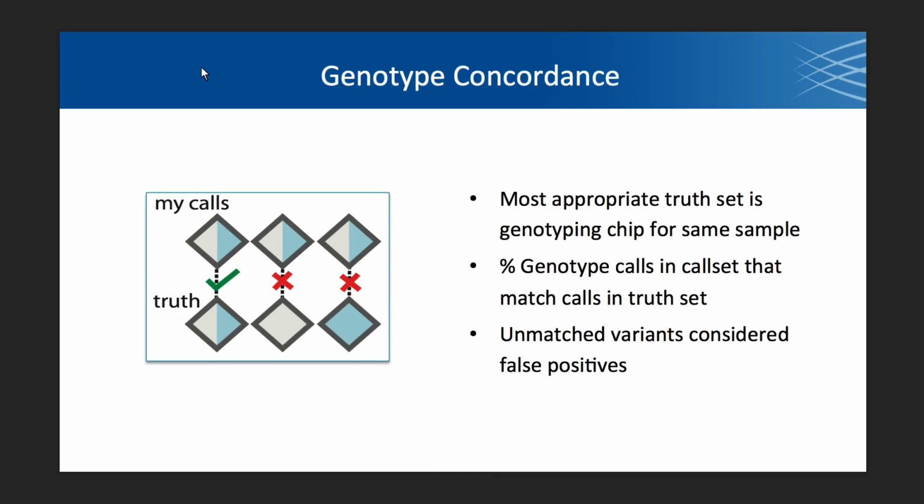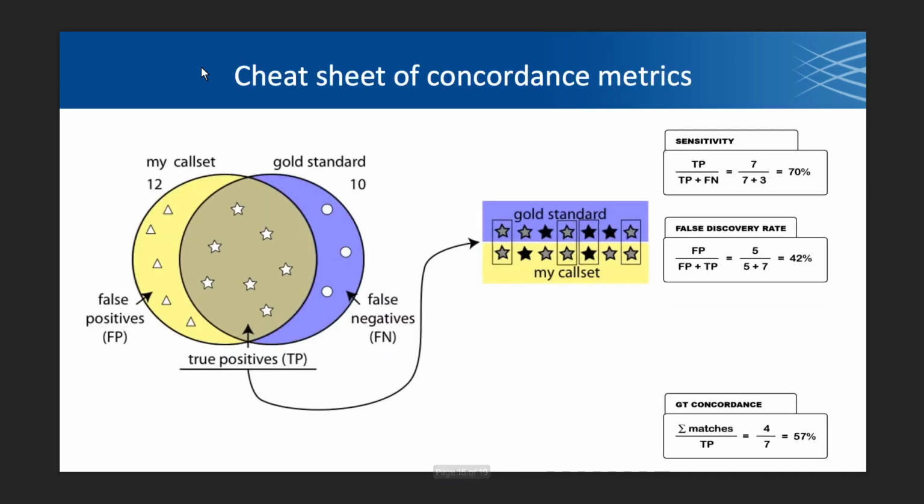Genotype concordance is the concordance you want to use, and here's how it's defined. If you have your call set as the yellow and some other call set, which we call the gold standard, in purple, you can count the number of overlaps. Stars and triangles are the ones that are false positives relative to the gold standard. And of course, the circles are false negatives that we didn't find. So we can just ask what our sensitivity is. We count how many true positives divided by how many true positives plus false negatives. We get 70% in this example. And the false discovery rate, in this case, is 42%.